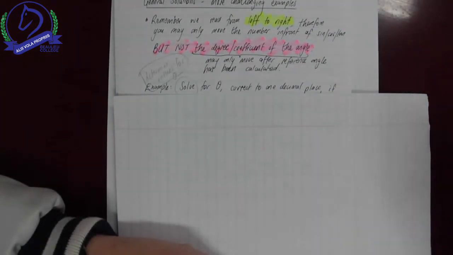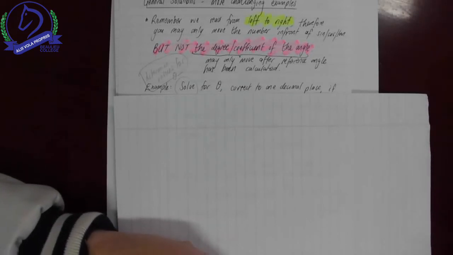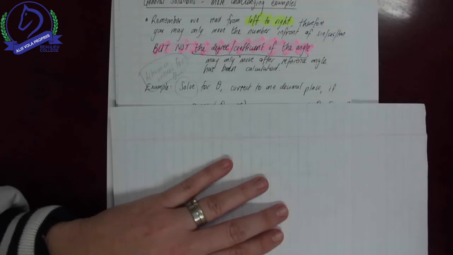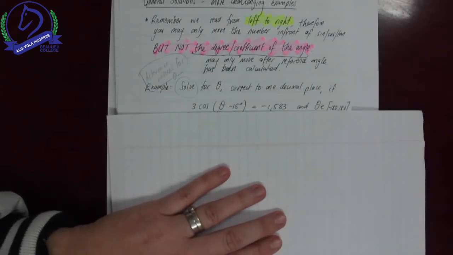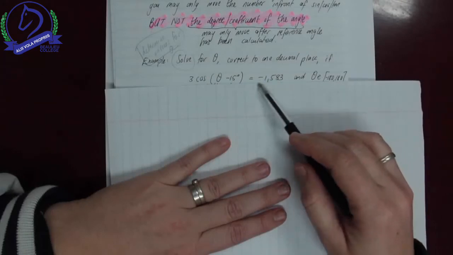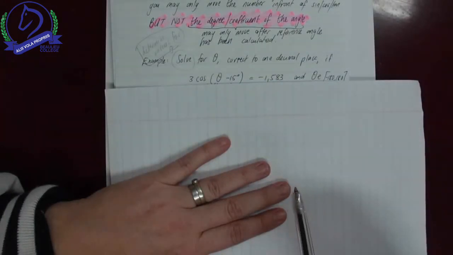It means that you are going to assign k with different values, and you're going to find the angles that lie within the certain interval that they want you to get. So to correct to 1 decimal, if 3 cos(theta minus 15) is equal to minus 1,583, and theta is part of negative 180 included up to 180 included. Right. So first of all, you can breathe a sigh of relief, because that is automatically an indication to you that you may use your calculator.